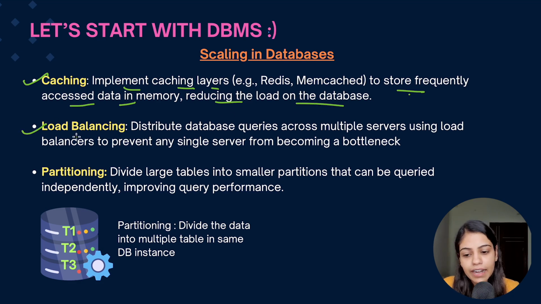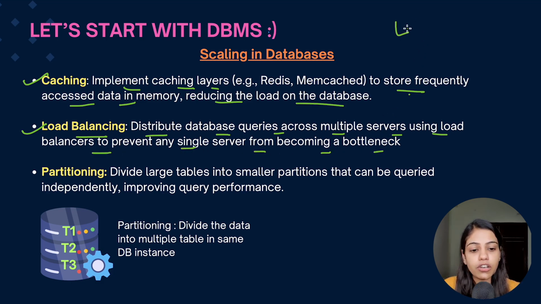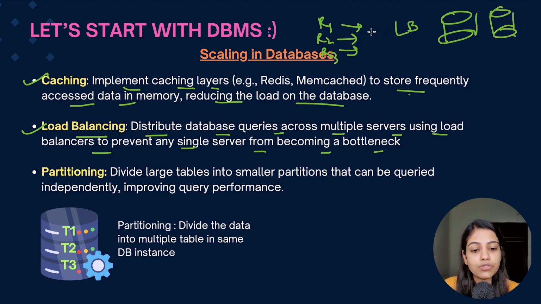Now coming to the next one, that is load balancing. It distributes the database queries across multiple servers using a load balancer to prevent any single server from becoming a bottleneck. If there are multiple requests R1, R2, R3 coming into our system, the load balancer decides which particular request will go to which particular server, so that no one particular server becomes a bottleneck.